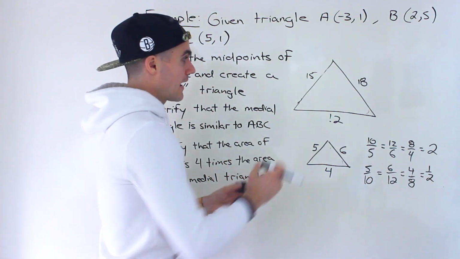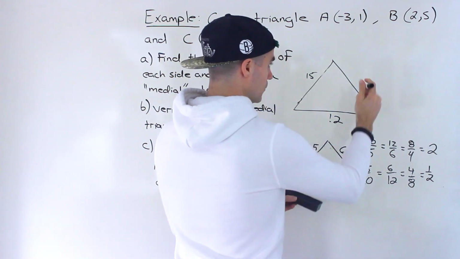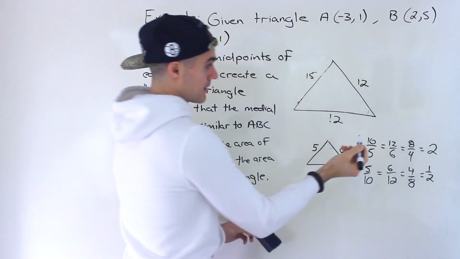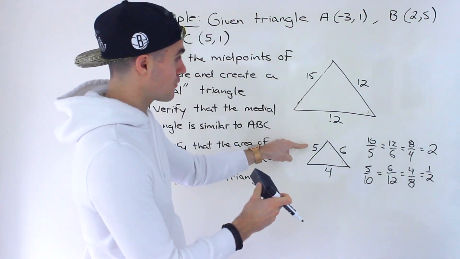And then let's say that we had 15, 12, and then let's say over here we had 12, for example. Well, then these two triangles are not similar because we have a ratio of 3, right?